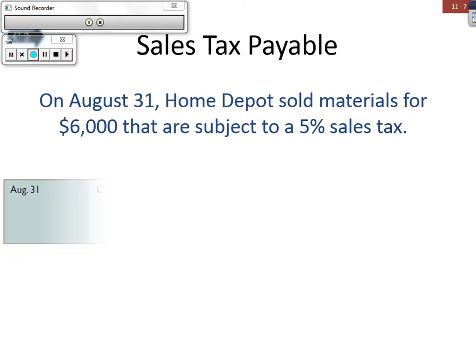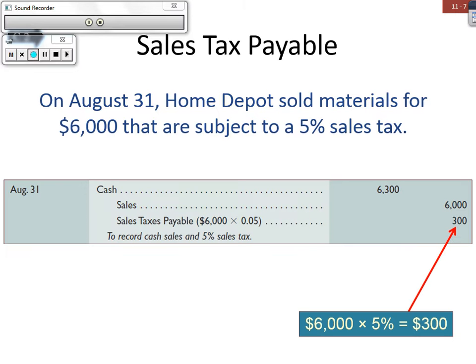So sales tax payable, they're giving you an example here. It says on August 31st, Home Depot sold materials for $6,000 that are subject to a 5% sales tax. To calculate sales tax, it was relatively easy. They took the $6,000 that the materials were sold for, multiplied that by the 0.05 or 5%, and that gave them $300 in sales tax. Now, this is just to show the sale of those materials, the amount of sales tax that was paid, and then the cash received from that.